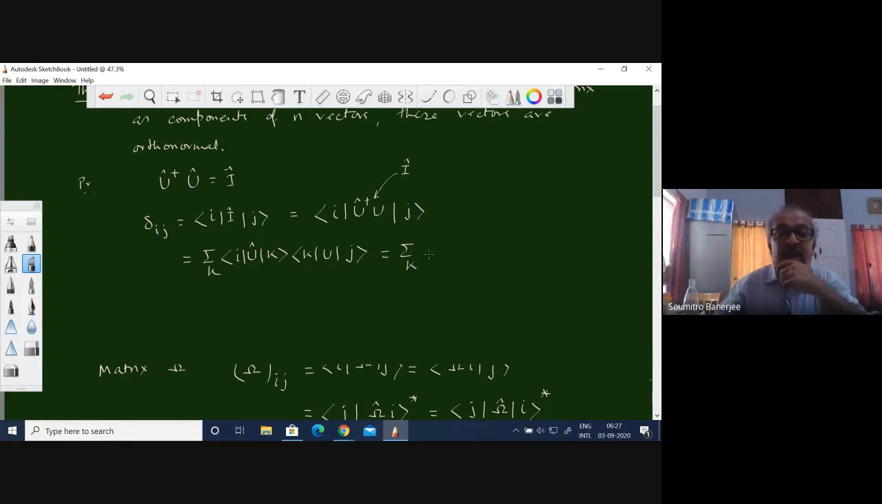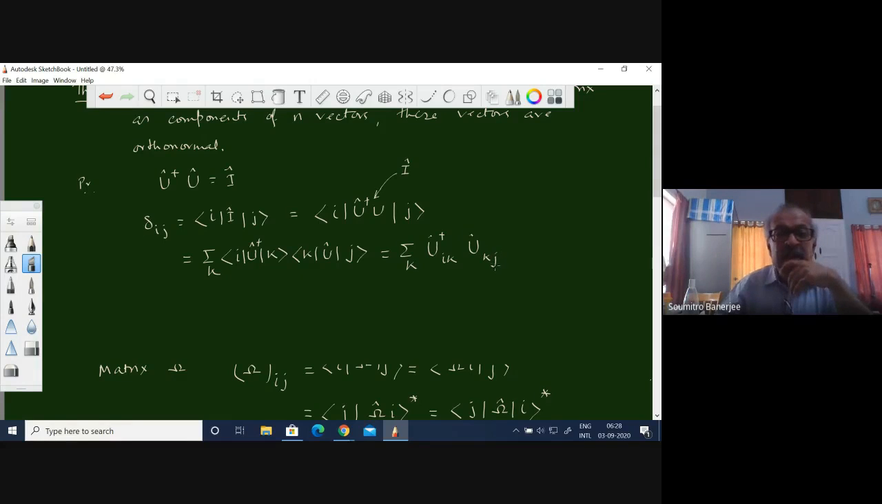So this is equal to summed over K. What is summed over K? The first one was the adjoint. Then it will be the U adjoint I, K element, and this one is U's K, J element. These are vectors.